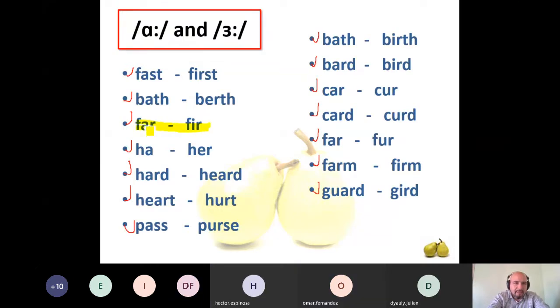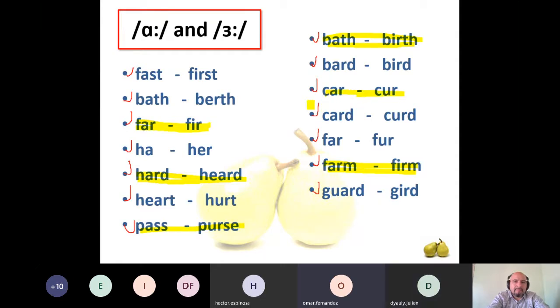First couple of words. Far, fur. Fast, first. Bad, bird. I'm sorry, the one that I'm highlighting. Far, fur. Exactly. Now this pair, please. Far, fur, bad, bird. Exactly. Farm, firm. Hard, heard. Fast, purse. Pass, purse.